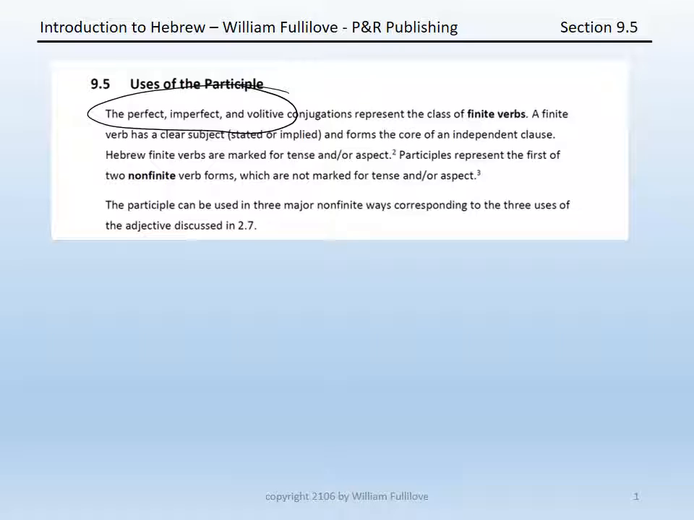These finite verb forms are marked for either tense or aspect. Participles, on the other hand, represent the first of two verb forms which we call non-finite, forms which are not marked for either a tense or aspectual purpose. The participle, which should be no surprise given that it has elements of both verb and noun/adjective, can be used in three major non-finite ways, and these three ways correspond to the three uses of the adjective we discussed in Chapter 2, Section 7. If necessary, you may want to review that section before moving forward.